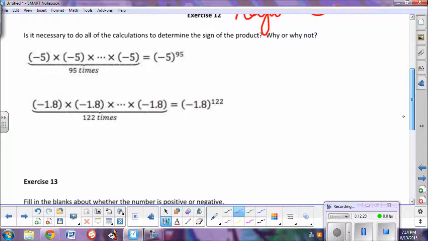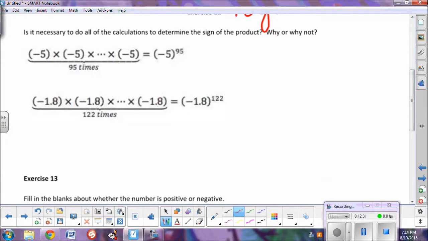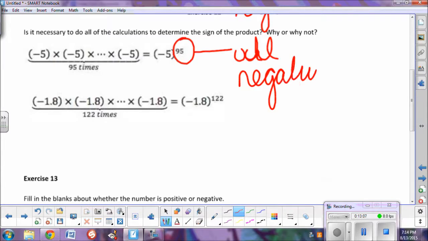Okay? So we look at something crazy like this next one, this -5 times itself 95 times. Would the sign of this be positive or negative? Okay, is it necessary to do all these calculations to determine the sign of the product? Why or why not? Well, right now, absolutely not. We don't want to multiply -5 times itself 95 times. We just have to examine that 95, and 95 is an odd number. So we know that if it's raised to an odd number, our final answer is going to be negative.